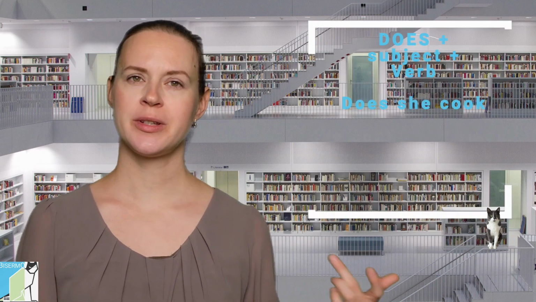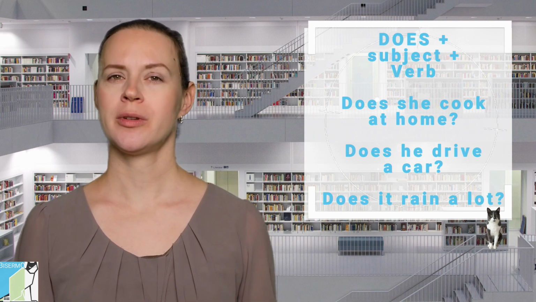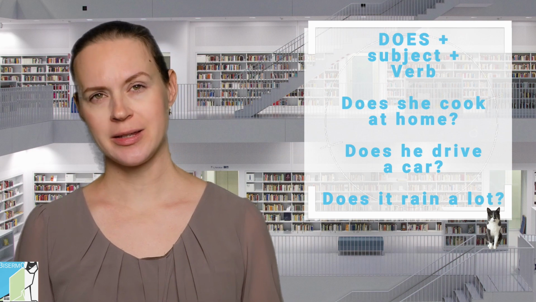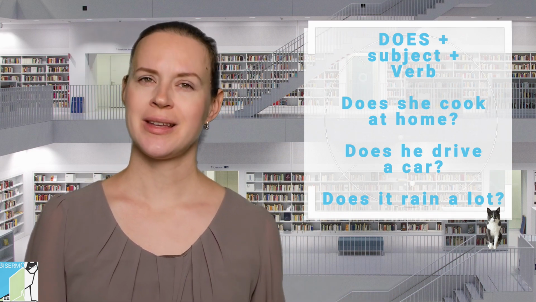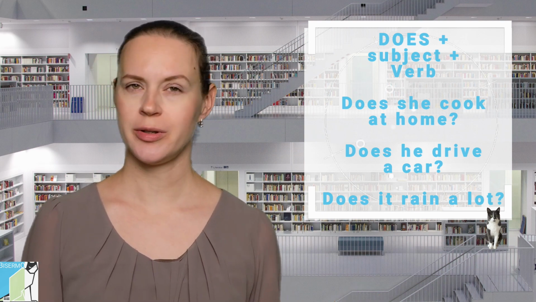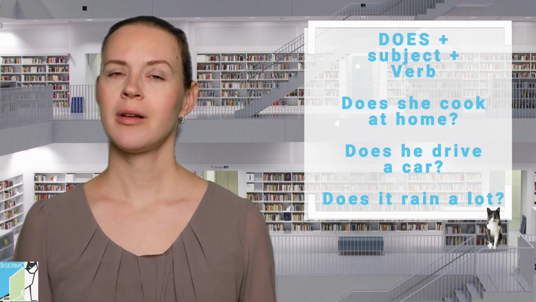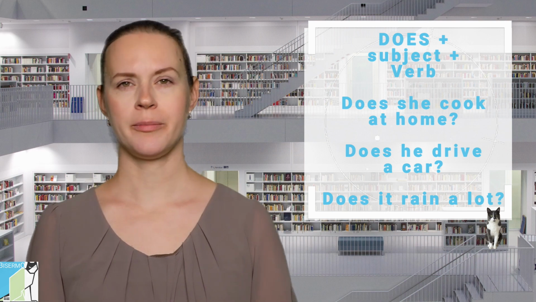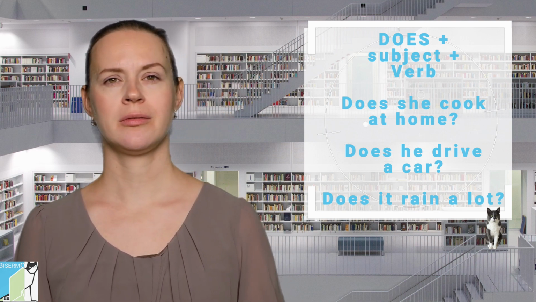To form questions, we put does on the first position before the subject. And after that, we put subjects. And after that, a verb without ending s or es. In questions, don't put s or es at the end of the verb. We don't need it. For example, does she cook at home? Does he drive a car? Does it rain a lot?